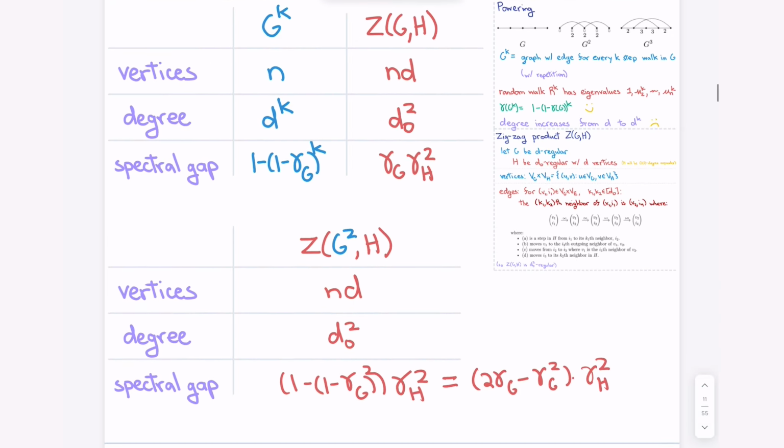Amazingly, that helps. We analyze how the spectral gap changes as I take powers, and what happens when I do a zigzag product. Out comes not that bad of a decay, or actually, sorry, a net increase in the spectral gap, as long as G itself doesn't have much spectral gap yet. So the 2 gamma G dominates the gamma G squared until we're done. We're roughly doubling, and then we give back a little bit on the gamma H.